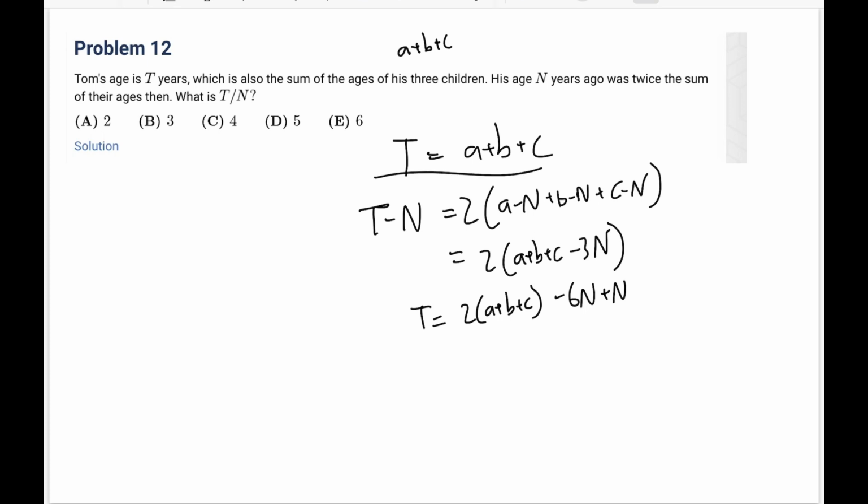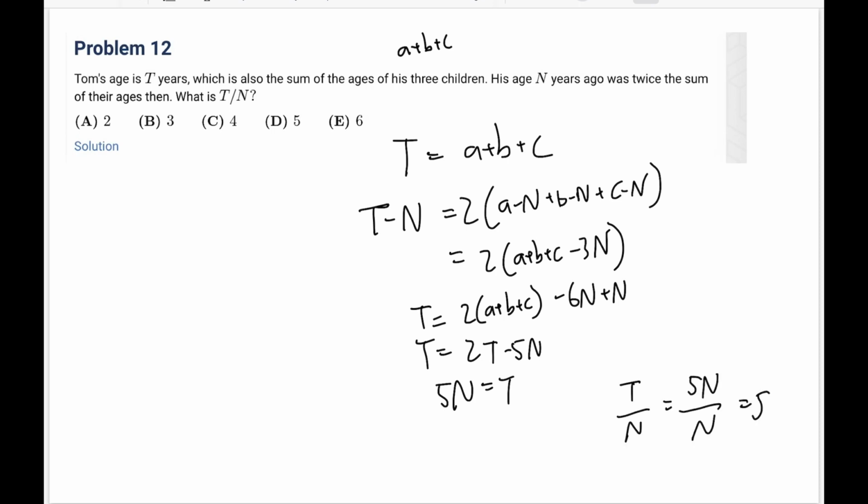Since a plus b plus c is t, let's put that here. There's 2t minus 5n. T is 2t minus 5n, so 5n equals t. T is 5n, so t over n equals 5n over n, which is 5. So it's 5, it's D.